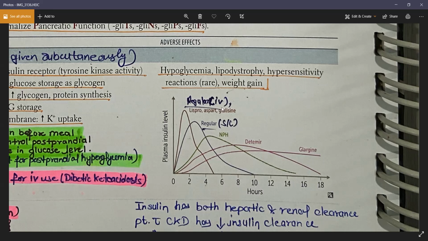So what are the adverse effects? It could be hypoglycemia. If the patient takes a dose of lispro, aspart, or glulisine but forgets to take the meal, the patient can have hypoglycemia. You can have lipodystrophy, which is a kind of lipid change in the body, and also weight gain. Can anyone tell me why weight gain?